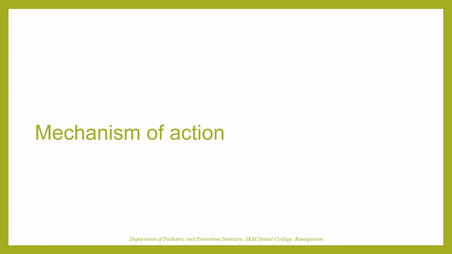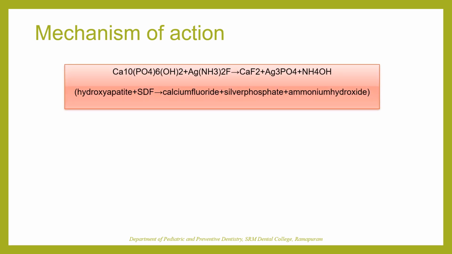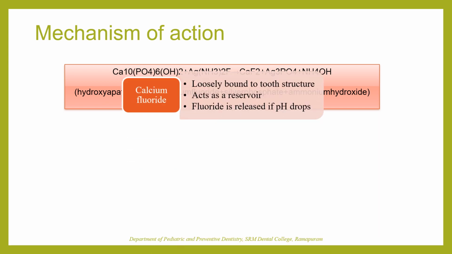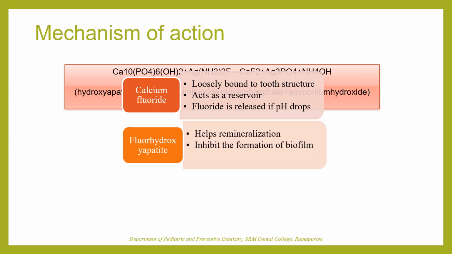So how does this act? The mechanism of action: when the SDF is applied to the tooth structure, the following reaction occurs. The two main compounds which are formed are calcium fluoride and fluorohydroxyapatite. Calcium fluoride is loosely bound to the tooth structure and can be considered as a reservoir of fluoride that will be released if the pH drop occurs. Fluorohydroxyapatite is formed when fluoride is incorporated into the hydroxyapatite crystals, and this helps in the remineralization and makes the tooth more resistant to further demineralization.